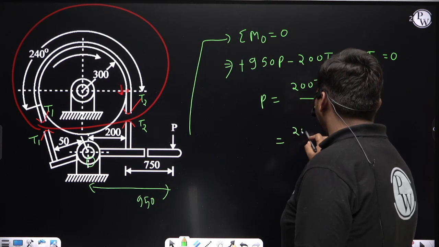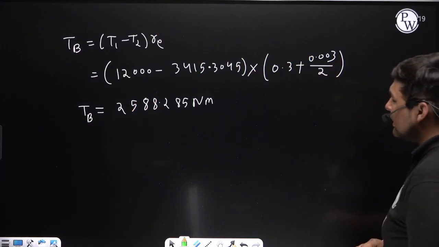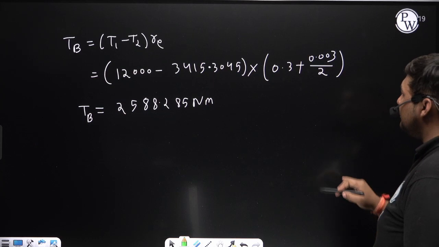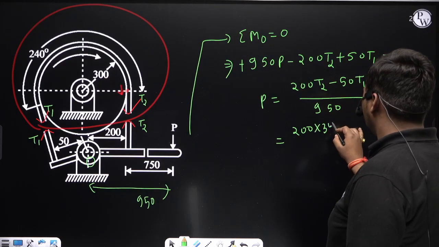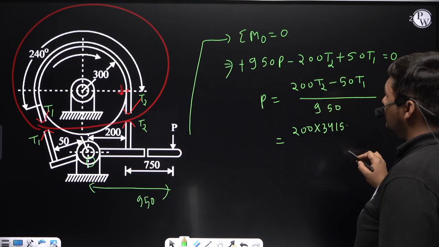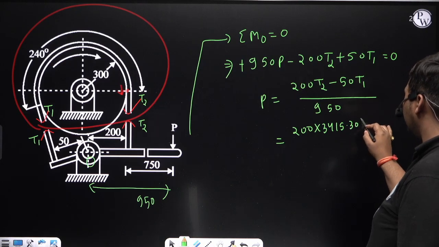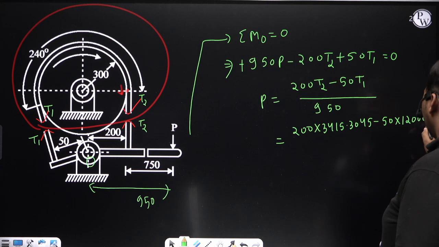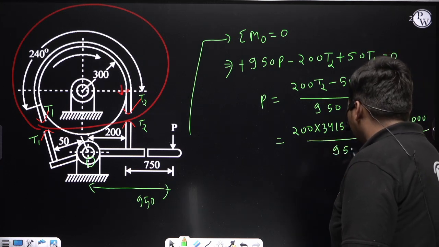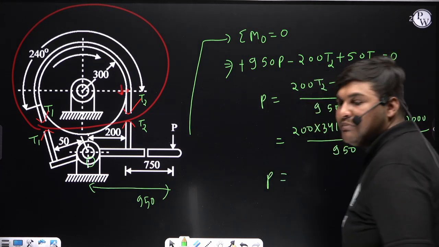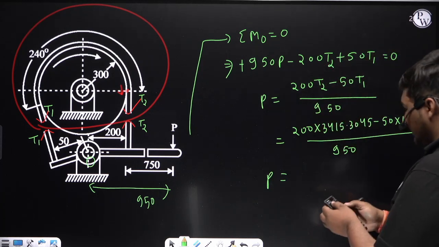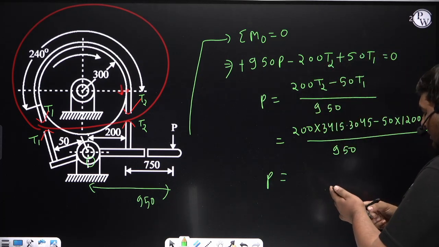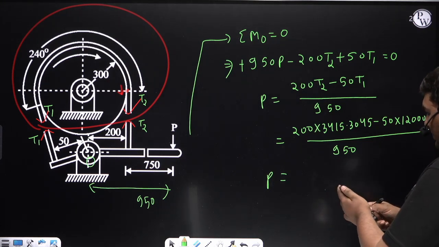P will be 200 T2. Value of T2 we have already calculated, it is 3415.3045. You can check. Minus 50 T1, which is 12,000, divided by 950. From this equation we can calculate the value of braking effort P. And how much is it coming? It is coming 200 into 3415.3045 minus 50 into 12,000 divided by 950.